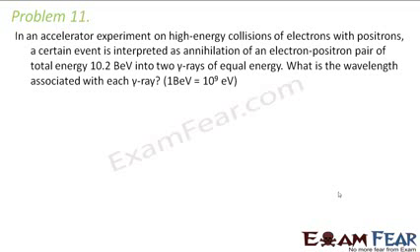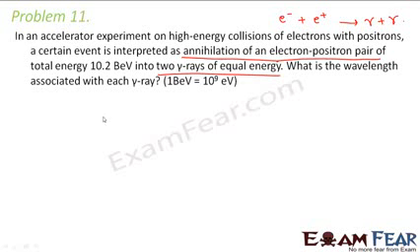Here comes problem number 11. In an accelerator experiment on high energy collisions of electrons with positrons, a certain event is interpreted as annihilation of an electron-positron pair of total energy 10.2 BeV into 2 gamma rays of equal energy. That means it is talking about a process of annihilation of an electron-positron pair. That means an electron is combining with a positron, and this results in 2 gamma rays of equal energy. What is the wavelength associated with each gamma ray? So we have to calculate the wavelength associated with each gamma ray.